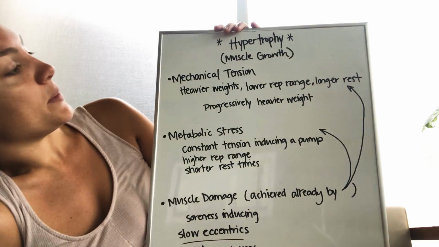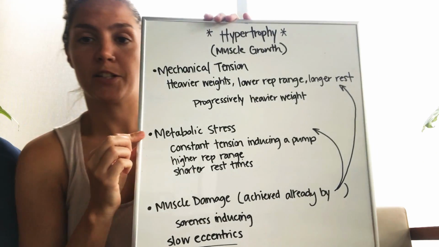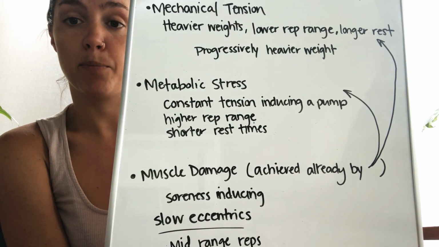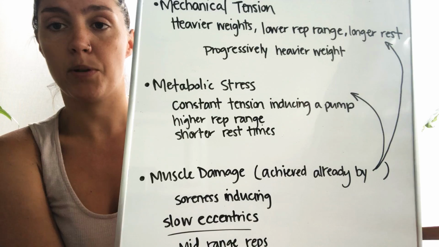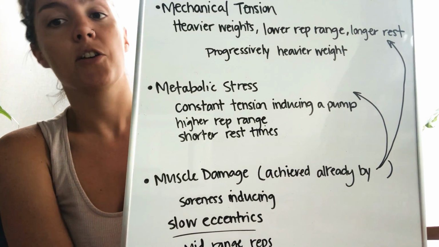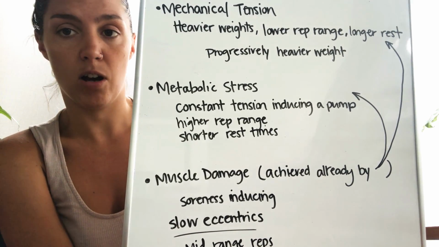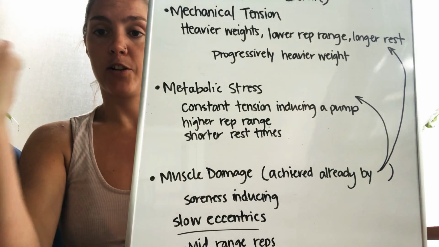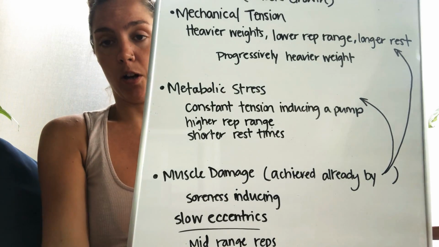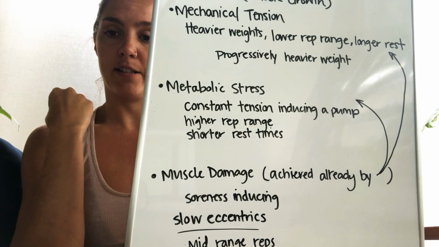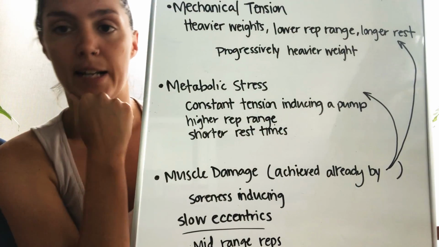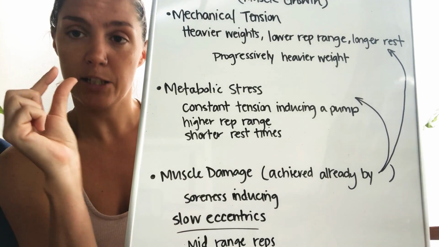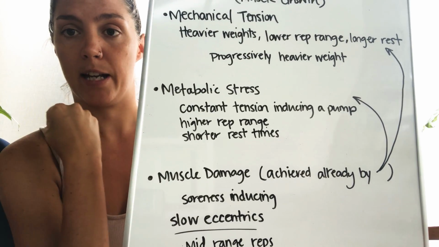Second is going to be metabolic stress. This is going to be more in the higher rep range, and what this is, as opposed to the mechanical tension, is that you're keeping a constant tension on the muscles. So instead of doing a bicep curl, curling it all the way to the top and then going all the way to the bottom, you don't lock it out at the top and you don't go all the way to the bottom, because when you lock it out, you're releasing the stress on the muscle. It's like getting a little mini break for your muscle when you lock it out.